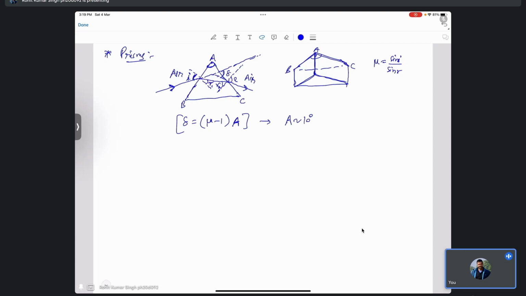Because in the derivation you might have seen that there are some approximations, like sin i has been taken as i, and sin r1 has been taken as r1, and this is only possible for a thin prism.